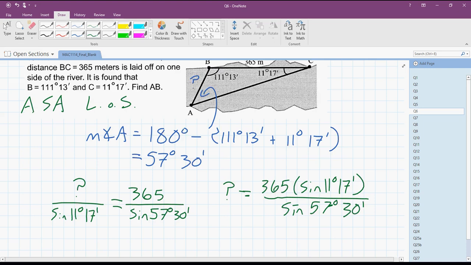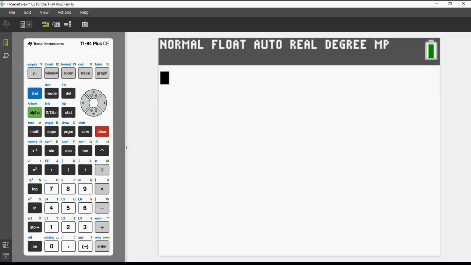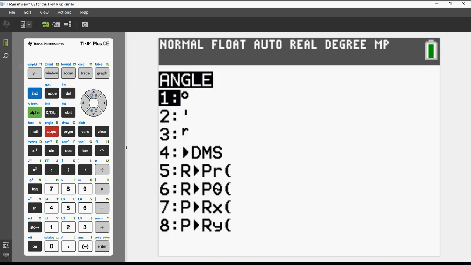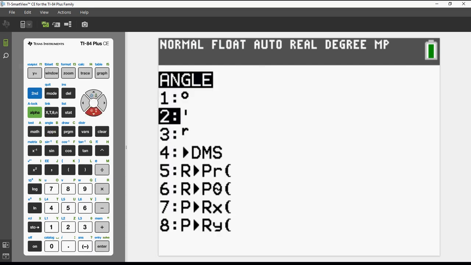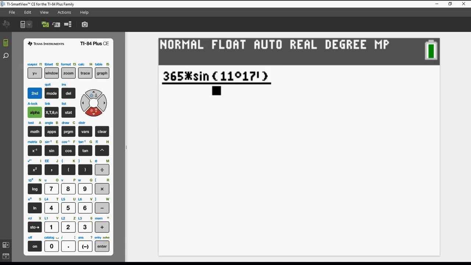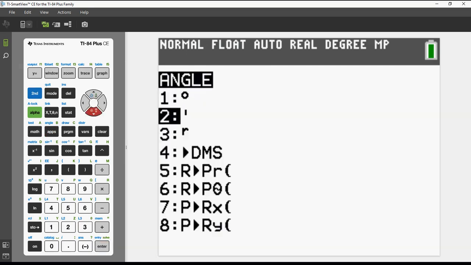So let's go into our calculator and put this in. I always like to use my fraction keys. So we have 365 times sine, whoops, I missed my 5. 365 times sine of how much? It was 11. Now all of our degree stuff is under the second apps button. 11 degrees, 17 second apps, and there's your minutes. And it's all over sine, was it 5730? 57 second apps, 30 second apps and minutes.